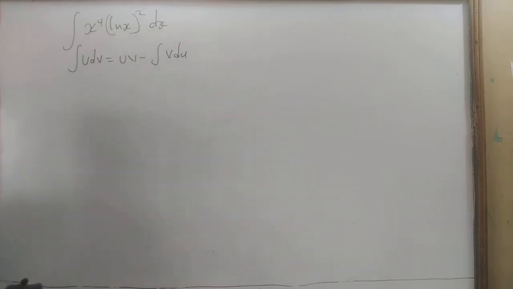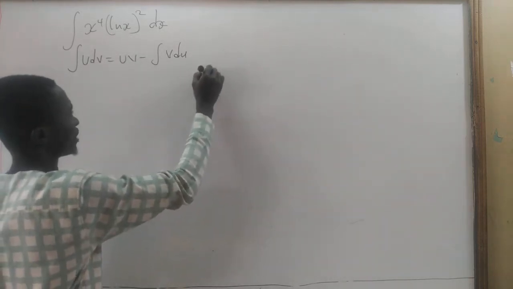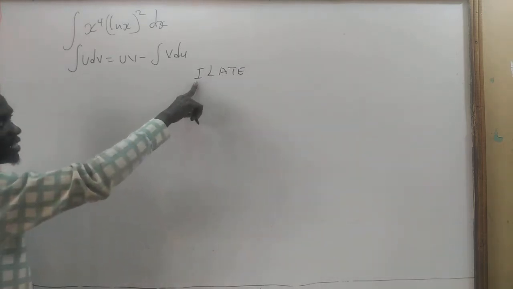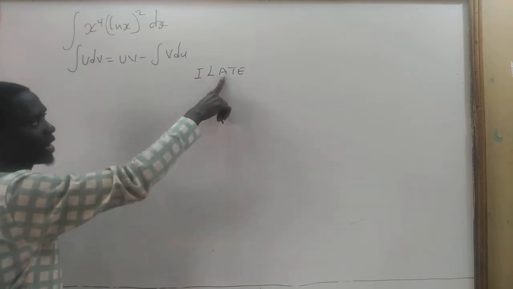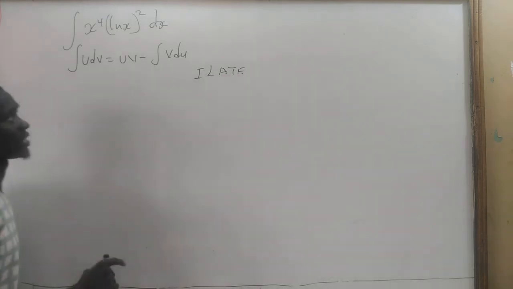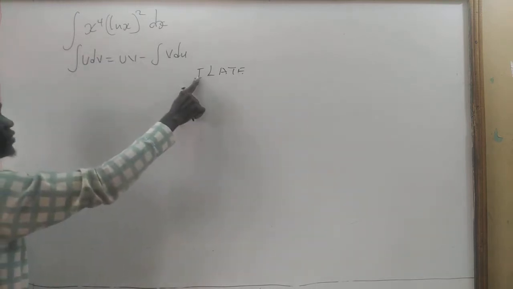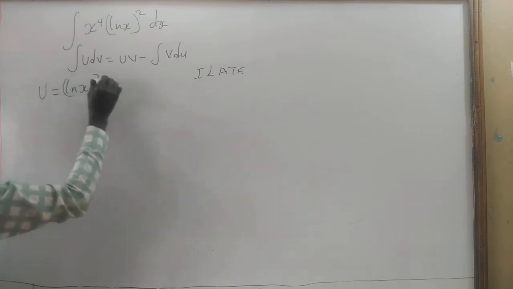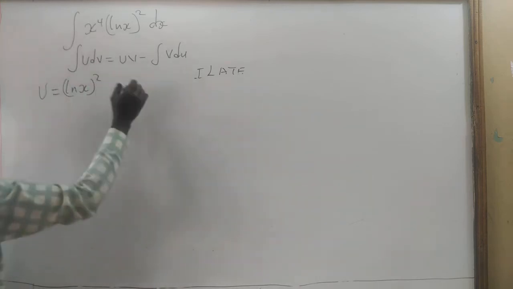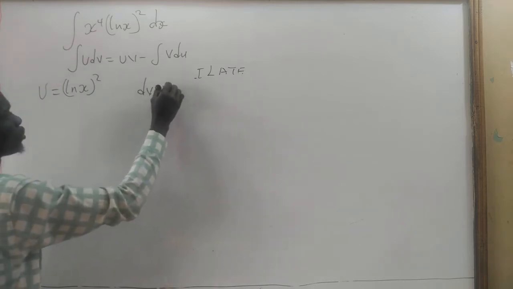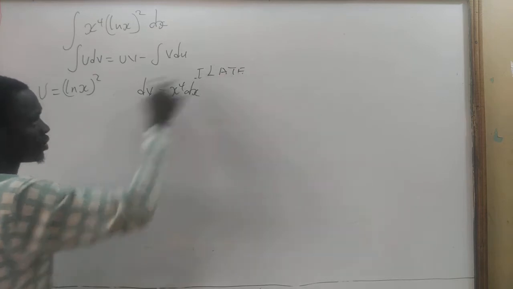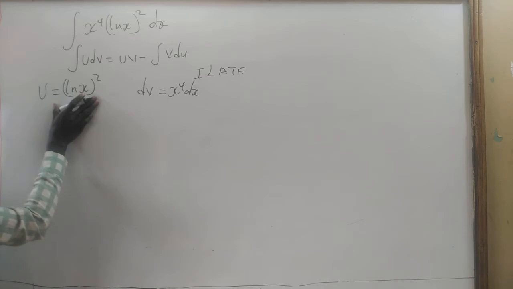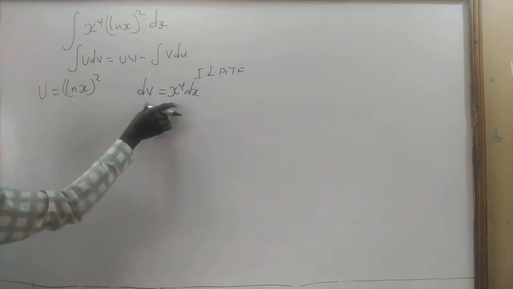Then we choose u and dv by using the acronym ILATE. This stands for inverse trigonometric functions, logarithmic functions, algebraic functions, trigonometric functions, and exponential functions. So here, we don't have any inverse, but we have a logarithmic function. So we take u to be equal to natural log of x all squared, and we take dv to be equal to x to the power 4 dx. That is the algebraic function. Now, we have to differentiate u to find our du, then integrate dv to find our v.